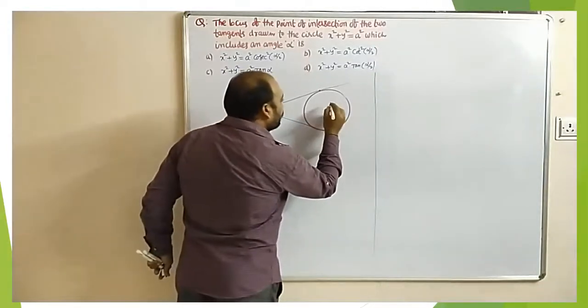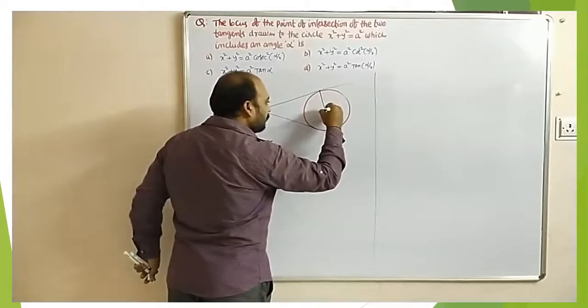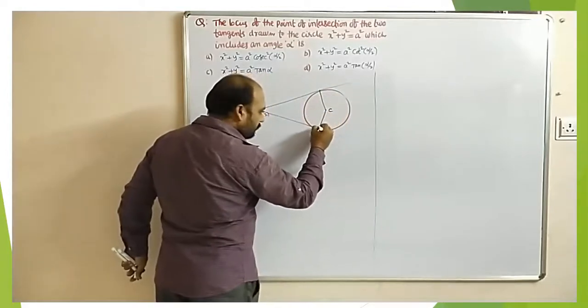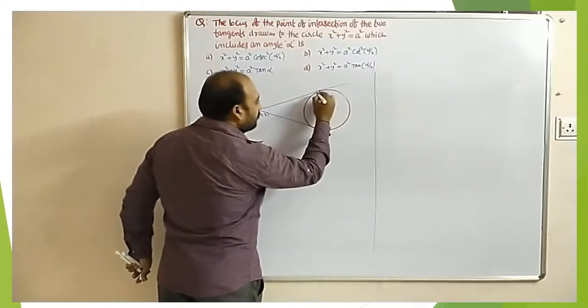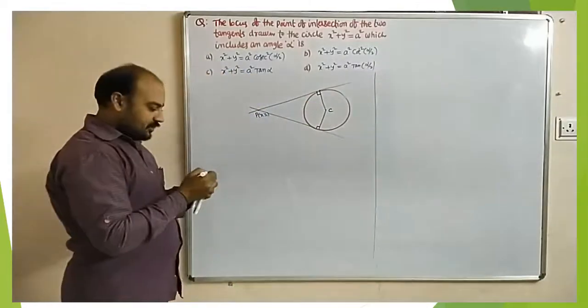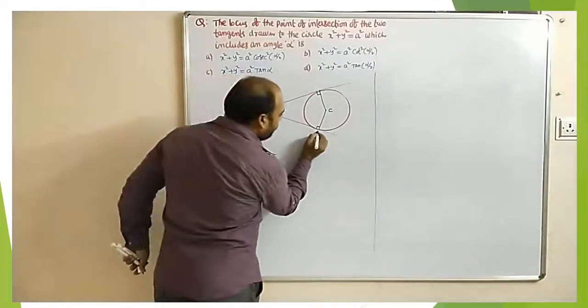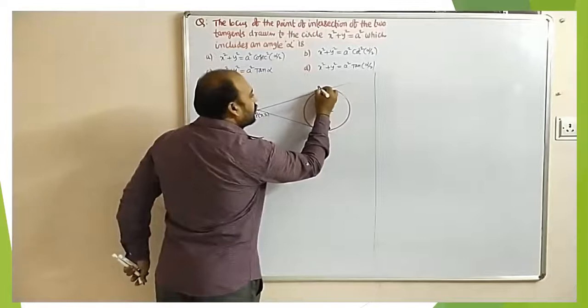Here C is the center of the circle. Join C to A and B. These are the points of contact. Here, the points of contact, A and B, you have to write them.